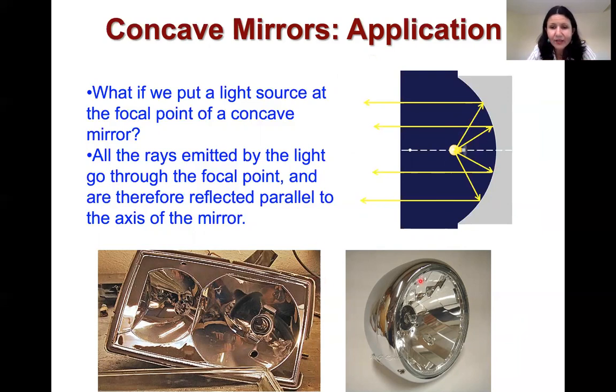So if you have a bike light, you can take a look inside. What you should see is that there's a mirror inside there, or this is like a headlight of a car. And that's the exact reason to give you that type of light source.